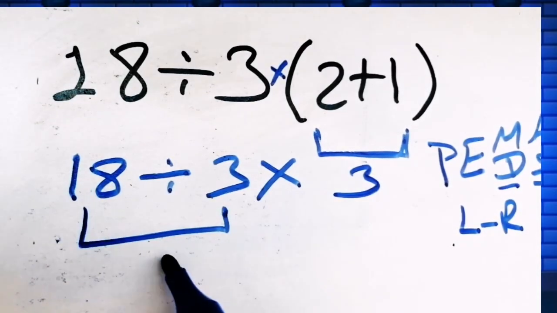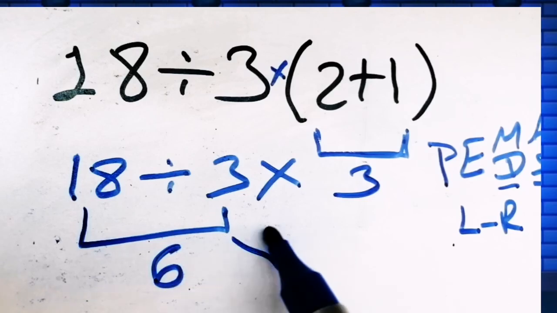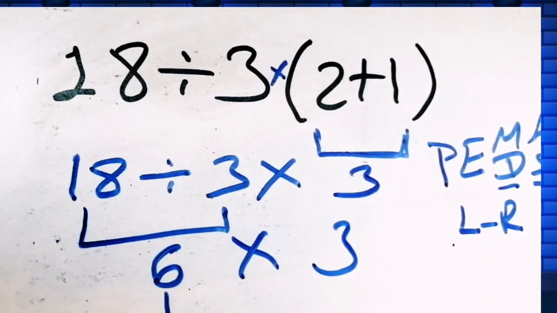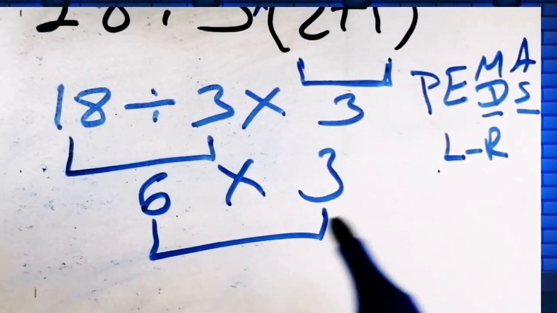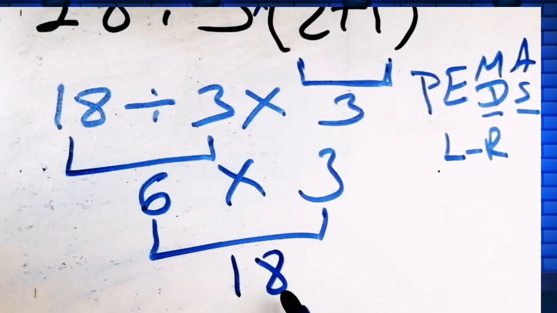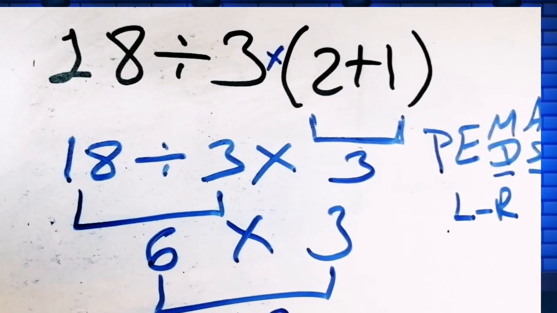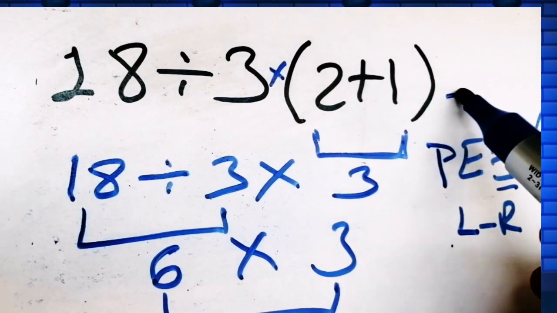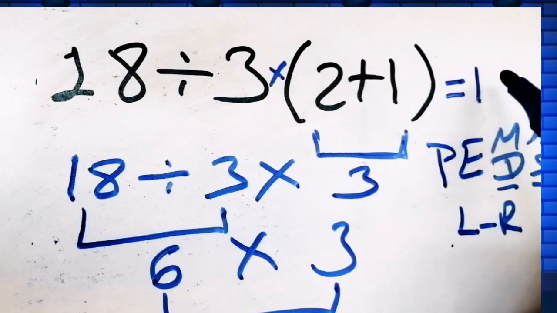18 divided by 3 which equals 6. Then times 3. 6 times 3 is just 18. This is the correct answer of this problem, okay? Therefore, the correct answer of this problem is equal to 18.